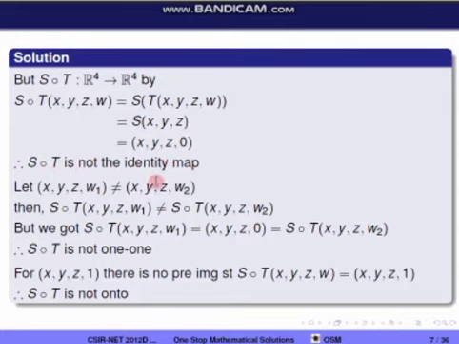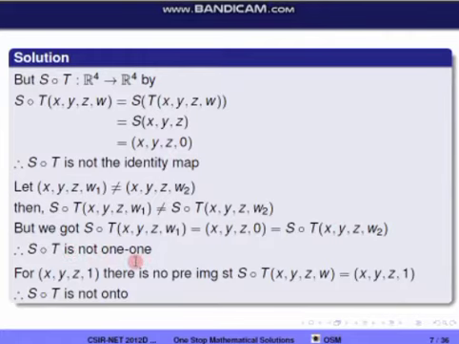Now we'll check one-one. Let (x, y, z, w1) not equal to (x, y, z, w2). Then we would need S composite T of (x, y, z, w1) not equal to S composite T of (x, y, z, w2), but we are getting S composite T of (x, y, z, w1) equal to (x, y, z, 0), which is equal to S composite T of (x, y, z, w2). Therefore S composite T is not one-one.